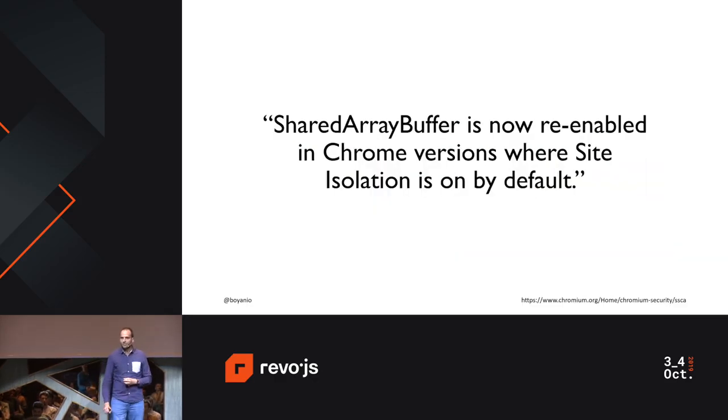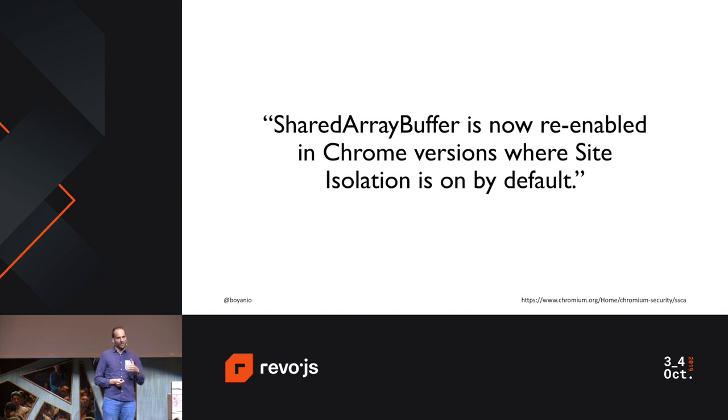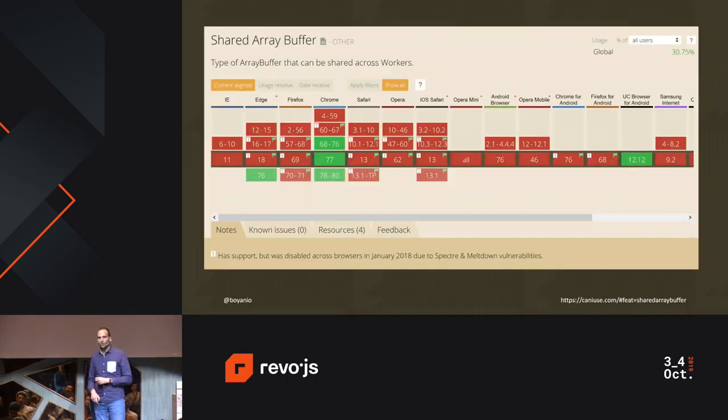What is happening now is the opposite. Browser vendors are starting to re-enable this because they have fixed the problem. So far, the only browser that has done this is Chrome, so it is enabled in Chrome. If you go on caniuse.com, you can see that all the modern browsers have an implementation of SharedArrayBuffer. The difference is that it's hidden behind a feature toggle, so you need to enable it manually if you really want to use it. It's only Chrome that has this enabled by default right now.